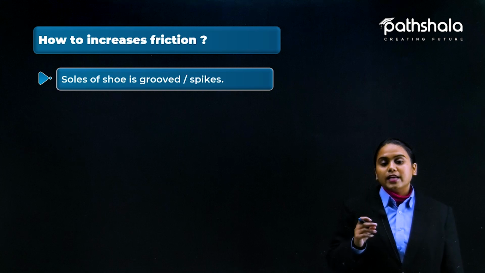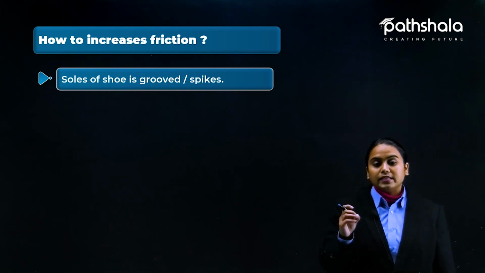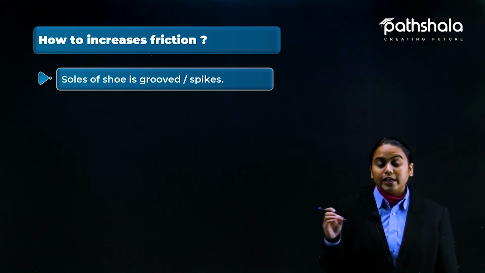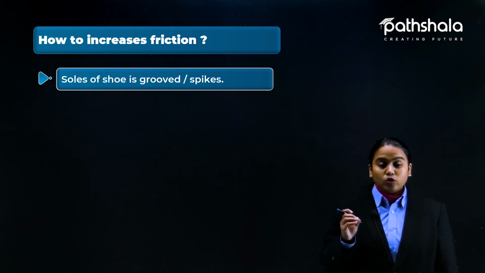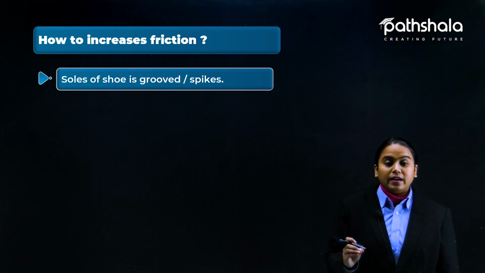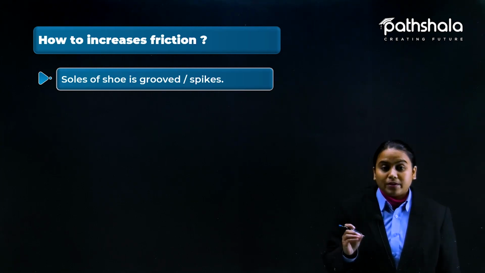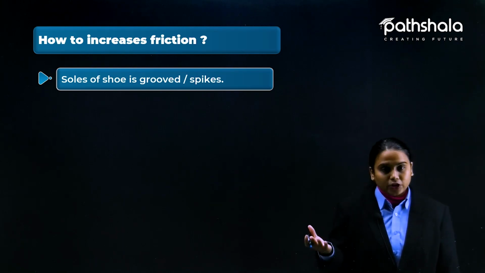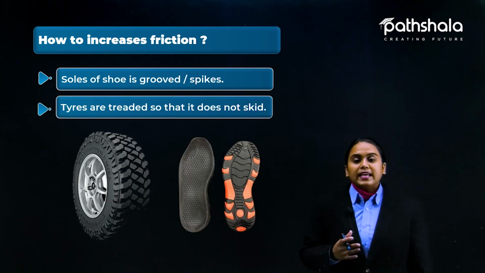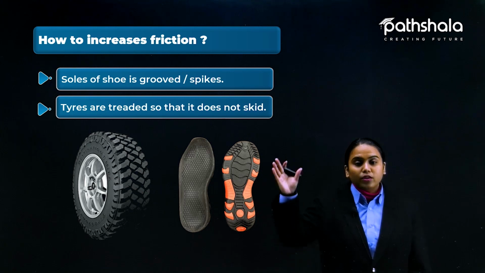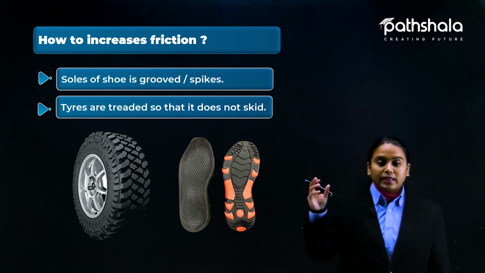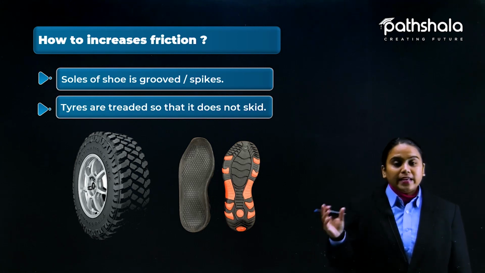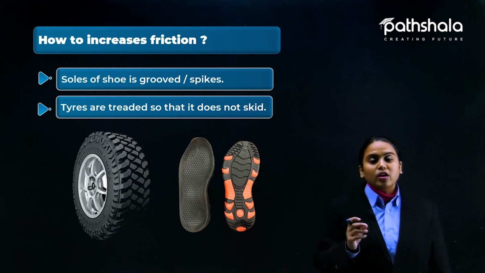Sports persons, as you have seen, always deliberately use spiked and grooved shoes, because they need to run on the ground. They need to balance their body in such a manner that they do not slip. That can only be done if we increase the friction. So here is the example that increasing the grooving of the shoe sole helps us increase the friction. And in the case of tires also, tires are treaded.